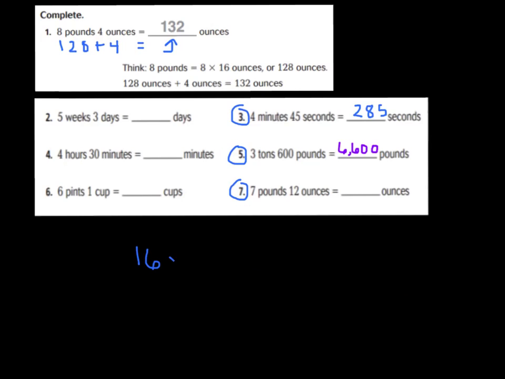So you could do 16 times 7, and then you're going to add your 12 ounces. That'll give you how many total ounces there are. So let's go ahead and multiply 16 times 7. I know I have 7 times 6 ones is 42 ones. And then 7 times 1 ten is 7 tens, plus 4 more would be 11 tens, which equals 112.